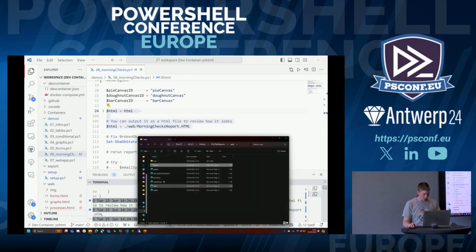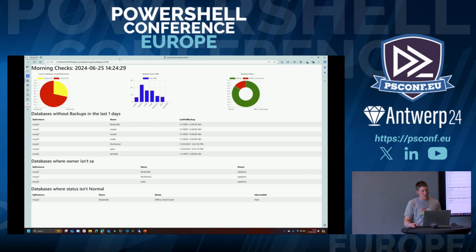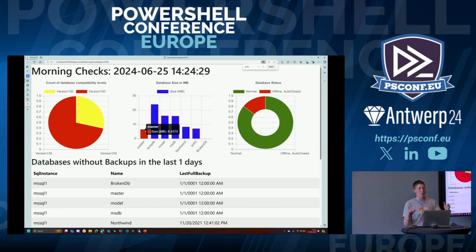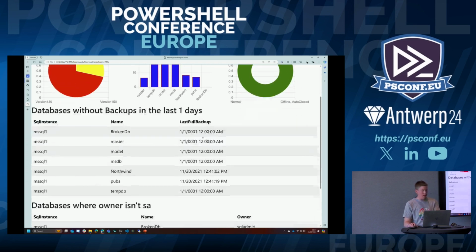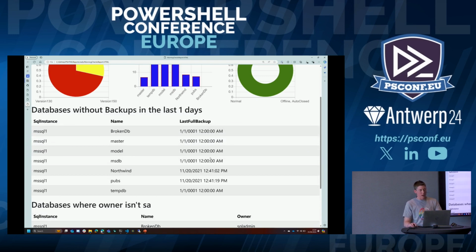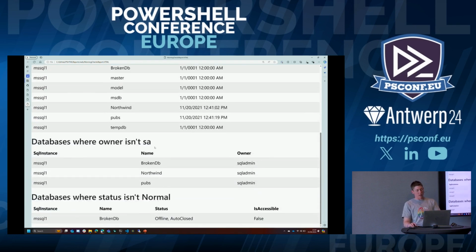Pop over here again. We've got a morning checks report, and you can see it looks like this. As I zoom in, you can see that it's responsive, right? It's the 3 graphs nicely next to each other, and I can hover over this. This is all configurable. I can turn things on and off. It looks pretty nice.